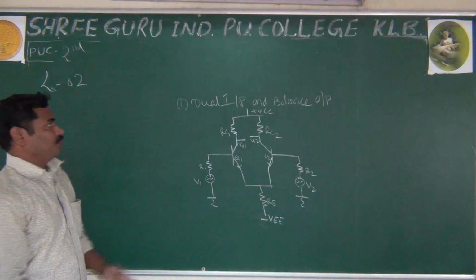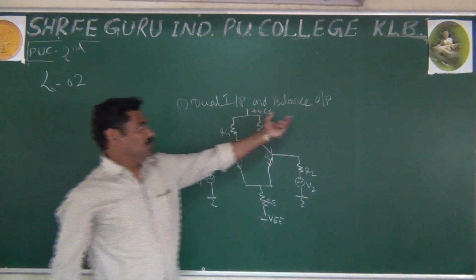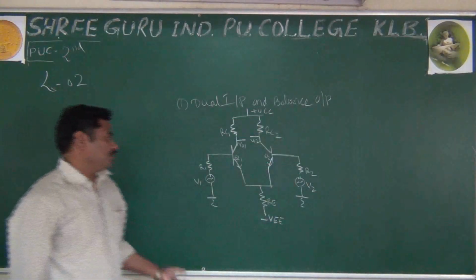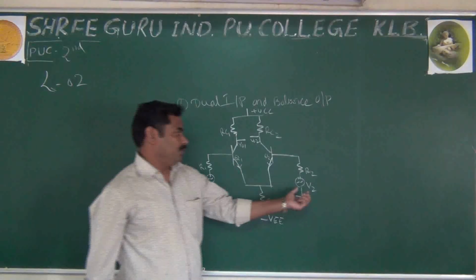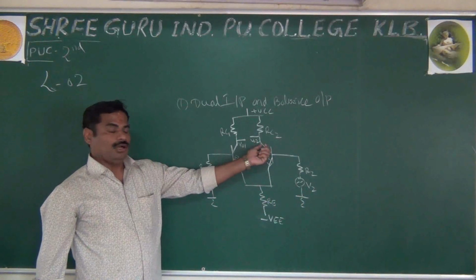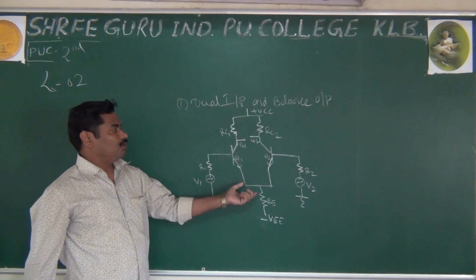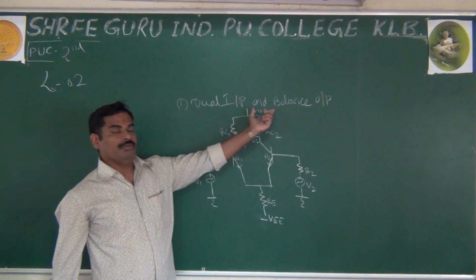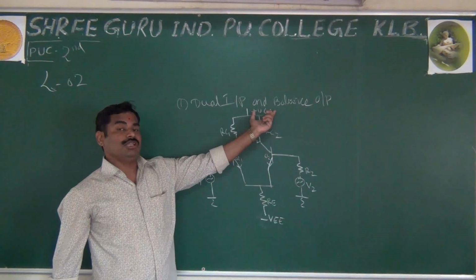Because as I said, dual input, balanced output. It means you have two inputs, V1 and V2, and two outputs, V01 and V02. And this is the simple diagram of your dual input, balanced output differential amplifier.